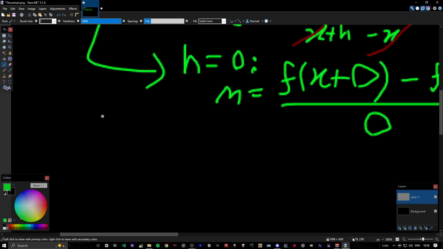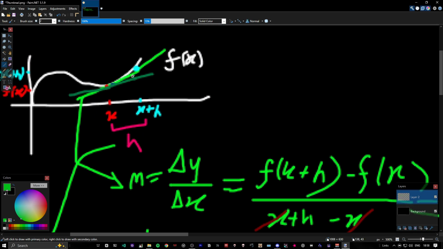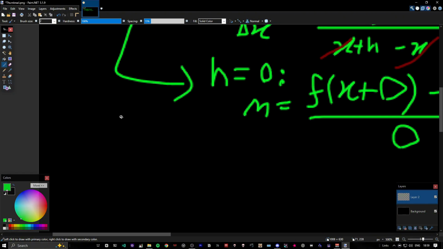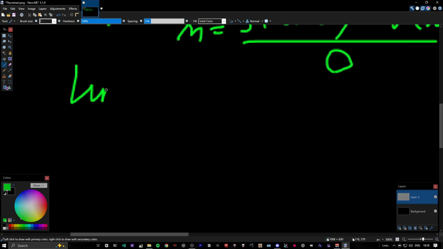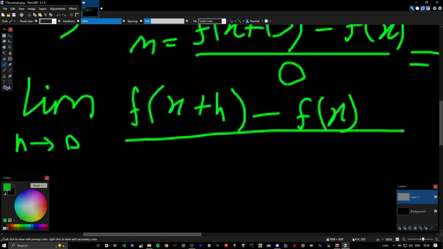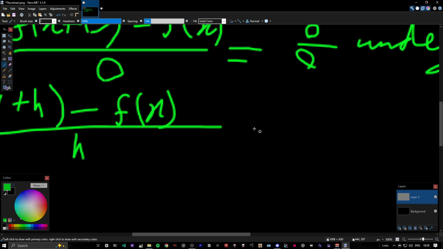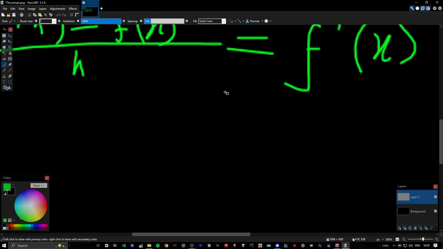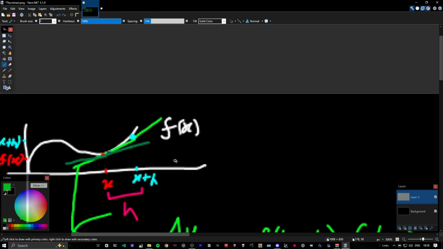What we can instead do is represent this blue dot moving towards the red dot mathematically with a limit. It's called a limit. So we can say the limit as h tends towards 0 of f of x plus h minus f of x over h, which is our gradient, equals f dash of x, which is the differential for this function.